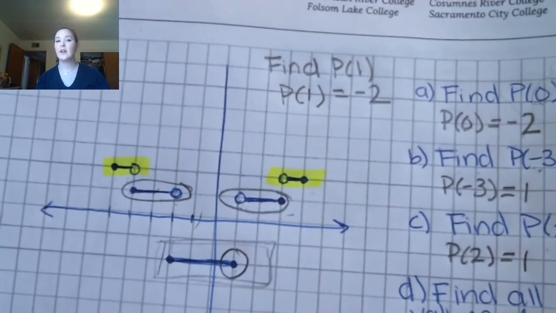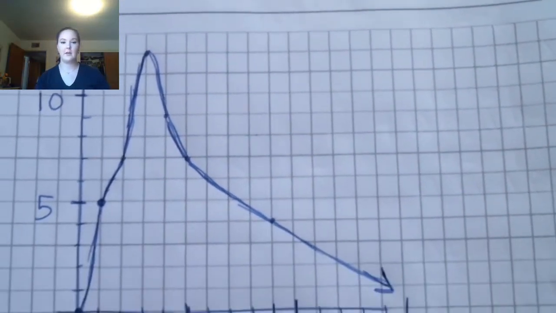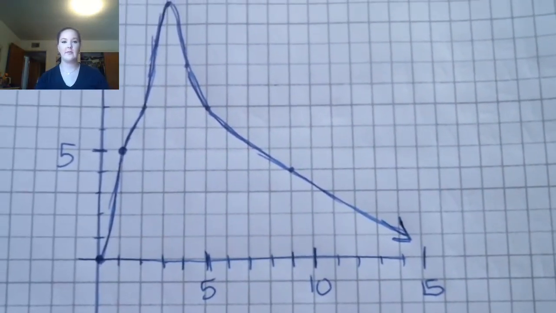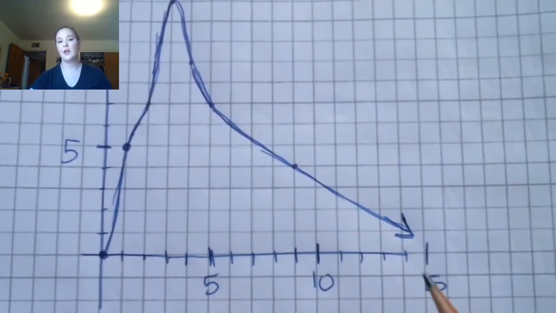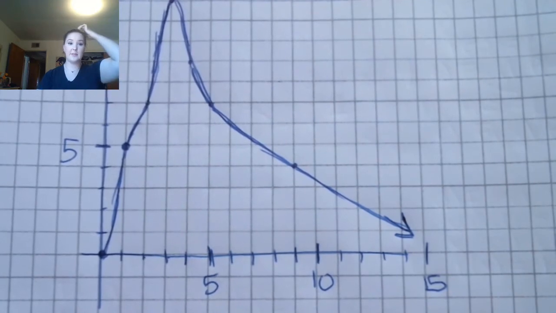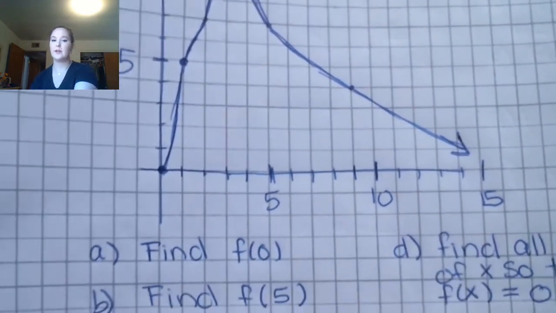Okay, let's look at another graph. It might look a little bit more like what you're used to seeing. Okay, so here's our graph. Okay, it has this nice lump shape. Okay, and again, we can see that this passes the vertical line test and it is the graph of a function. Okay, so let's answer a couple of questions about this.